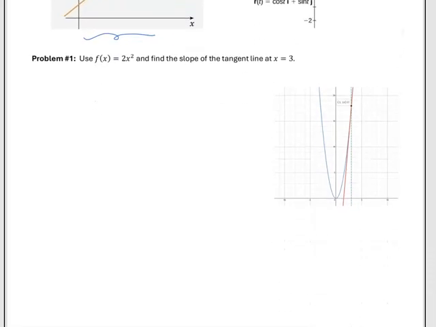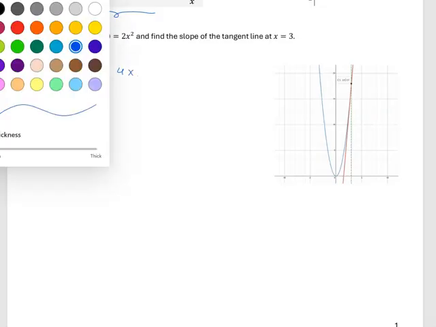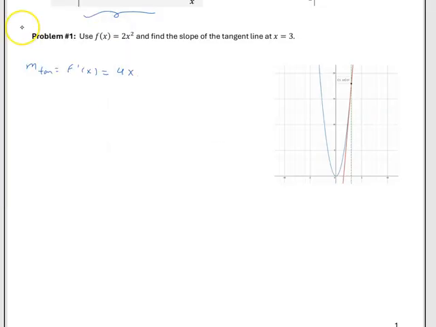So let's take a look at example 1. In example 1, we're given a function. They want the slope of the tangent line. So in this case, the general tangent function, m tangent, is equal to f prime of x, which is going to give us 4x. This function would actually give us the slope of the tangent line at any point.